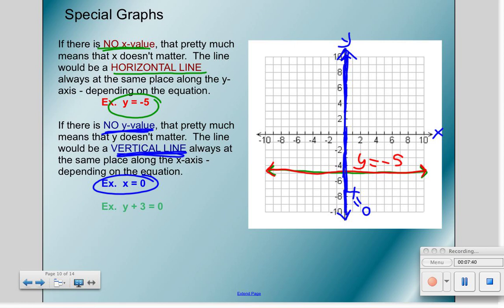The last one that I have on here, I'll use green. There is only a y in it, but y is not by itself, so I'm going to subtract 3. And then my equation is y equals negative 3. So I go to where y is negative 3, which is right here, and that line is everywhere that y equals negative 3. So those are the special cases. Be careful when you see them.